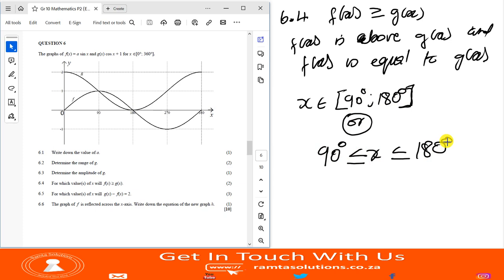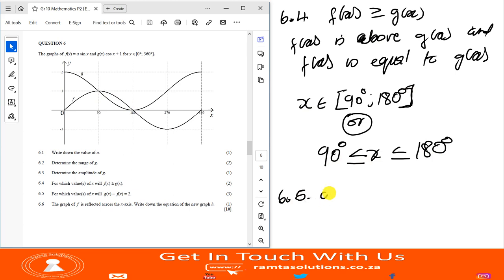And this is how you write your answer. Remember, I said f of x is above g of x when x is greater than 90 degrees but less than 180. But again, they are equal at x equals 90 and at x equals 180. Hence, we have these. Okay.